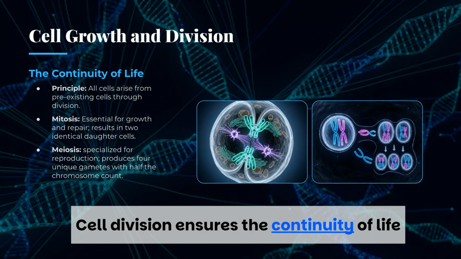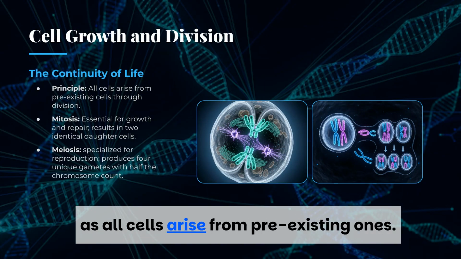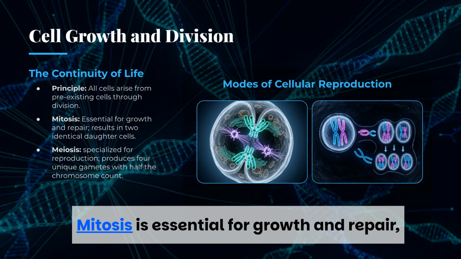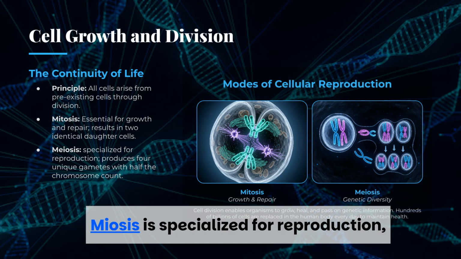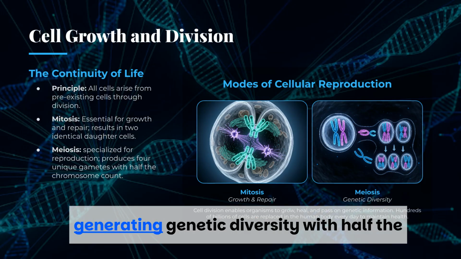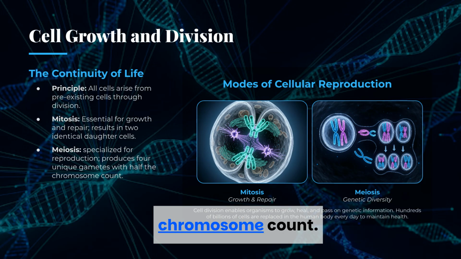Cell division ensures the continuity of life, as all cells arise from pre-existing ones. Mitosis is essential for growth and repair, producing identical daughter cells. Meiosis is specialized for reproduction, generating genetic diversity with half the chromosome count.